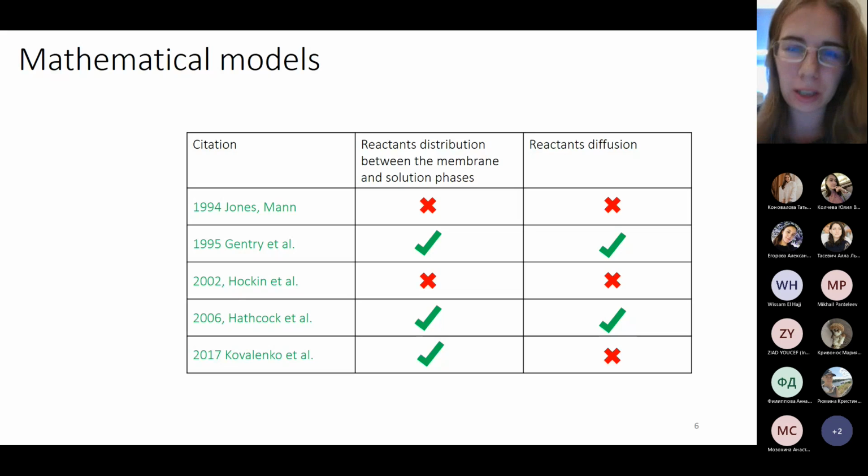Our first aim was to design models of different complexity, which took into account different levels of complexity. I mean, reactant distribution between the membrane and solution, reactant diffusion, and even the fluid flow, to compare the modeling results and to find out the modeling conditions in which those models could provide different results, and in which conditions the results are the same. So we try to directly compare different models.